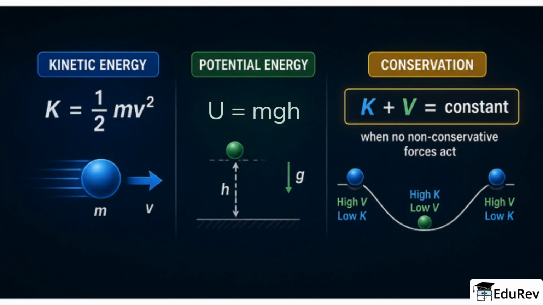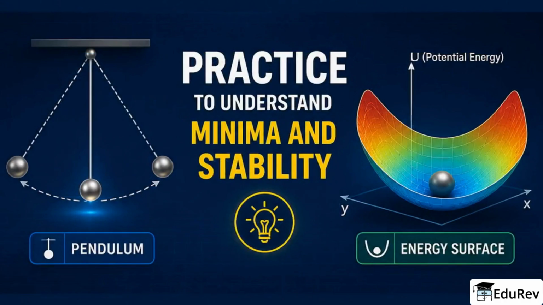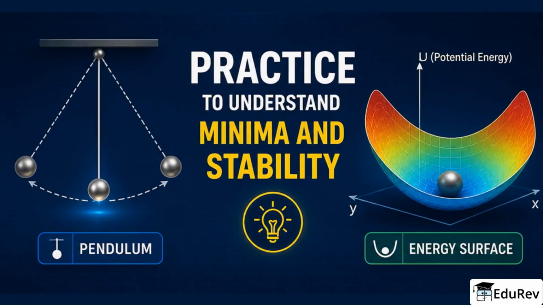Let us quickly remember the main points. KE equals 1/2 mv squared, U equals mgh for gravity, and conservation means K plus U stays constant when no non-conservative forces act. Keep practicing examples like pendulum motion and energy surfaces to build intuition about minima and stability.